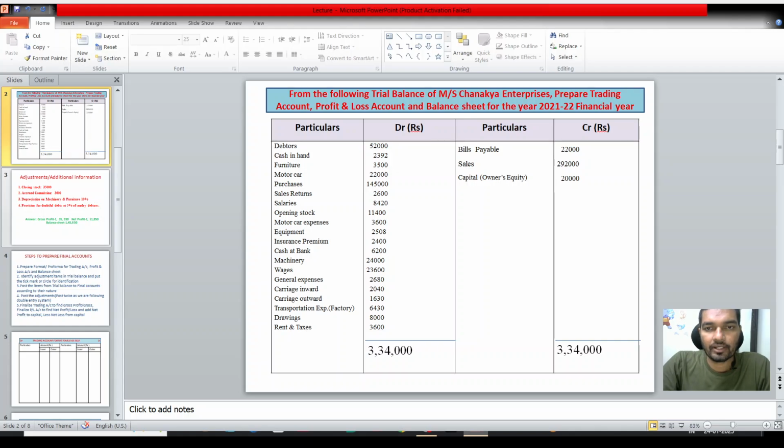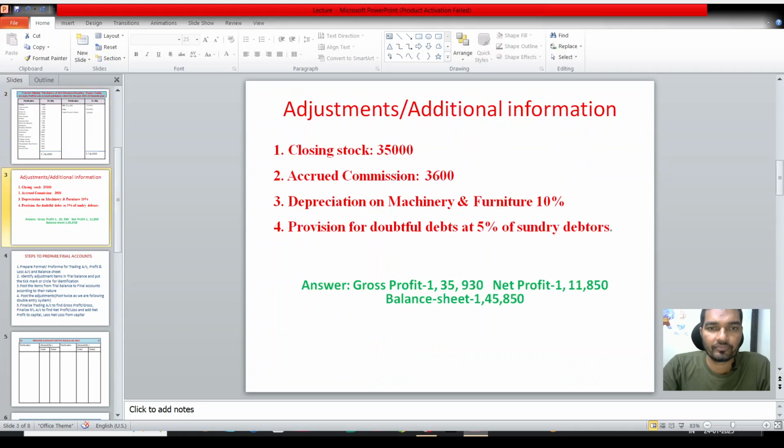From the following trial balance of Merces Chanakya Enterprises, prepare trading account, profit and loss account and balance sheet for the year 2021-2022 financial year. So this is about trial balance, debit balance given, credit balance given. These are the following adjustments.